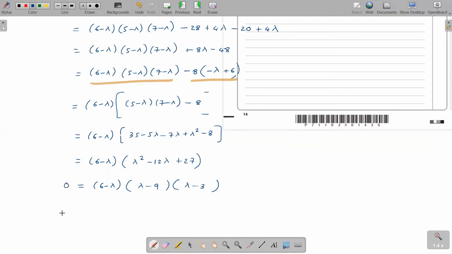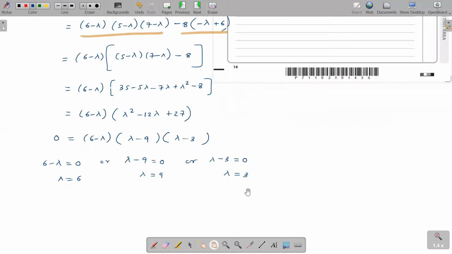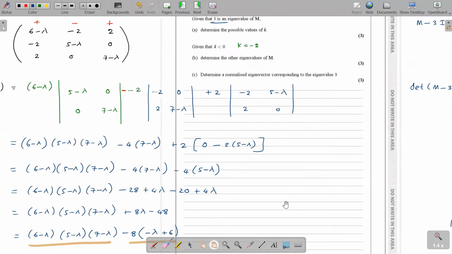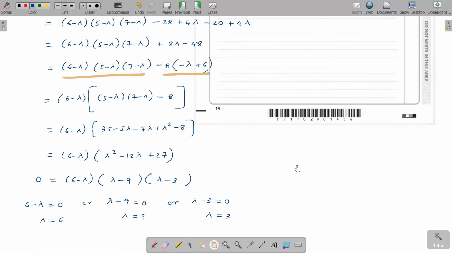Then you make your determinant 0. So you get 6 minus lambda equals 0, which gives you lambda is 6. Lambda minus 9 is 0, which gives you lambda is 9. Lambda minus 3 is 0, which gives you lambda equals 3. Are you with me? So these are the 3 lambda values. That's what they wanted you to find, right? They wanted you to find the values of lambda, determine the other eigenvalues of M. Is this clear?